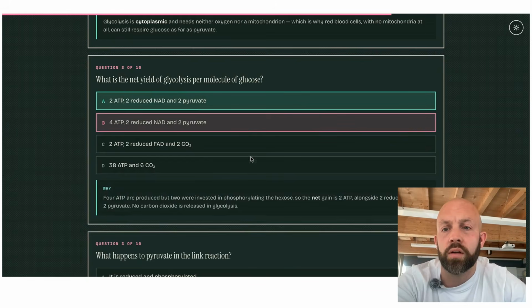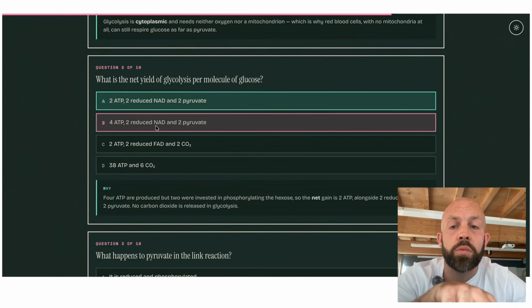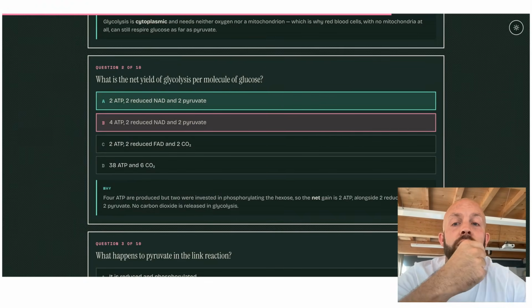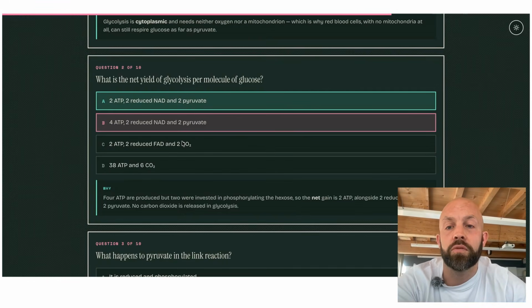What is the net yield of glycolysis per molecule of glucose? Boom, it's wrong. Why 2 ATP? Because 2 have to be used in that initial phosphorylation. So phosphorylation is adding phosphate, and that causes the destabilization. So 4 is actually produced, but 2 were used. So we have a net gain of 2.